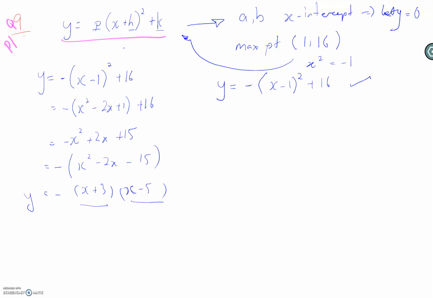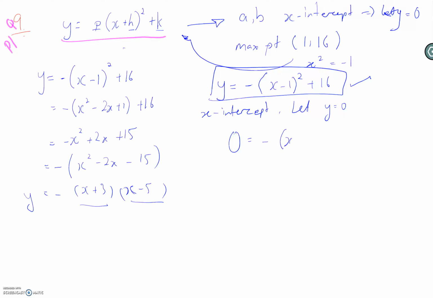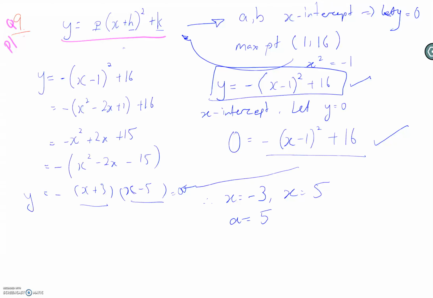Understand? Okay. From this equation, I want to find the x-intercept. What will I do? Let y equal 0. So now I start: 0 equals minus x minus 1 squared plus 16. I try to solve. So how to solve? Expand this, factorize this, then you get this. So you know this thing equals to 0. Therefore, x equals to minus 3, x equals to 5. Therefore, A equals to 5, B equals to negative 3. Understand?